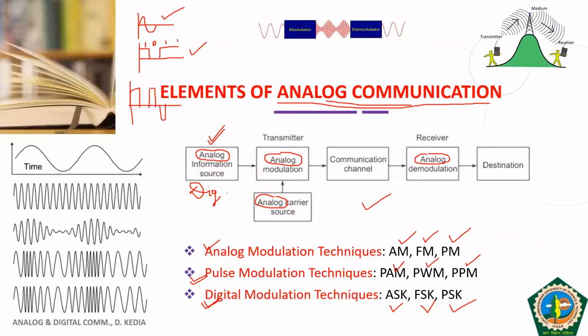Similarly, in digital modulation technique, we have ASK, that is amplitude shift keying, then frequency shift keying, and then phase shift keying. Okay, so my motive behind this slide is to appreciate the fact that AM, FM, PM, these modulation techniques come under the category analog modulation technique. And the rest of the things that we have in our syllabus come under these two categories, that is pulse modulation and digital modulation. I hope this is clear. In case of digital modulation, your information source will be digital, your transmitter will have digital modulation technique, and your receiver will have digital demodulation technique. I hope this concept is clear to each and every one.